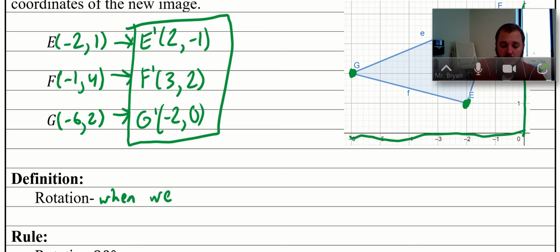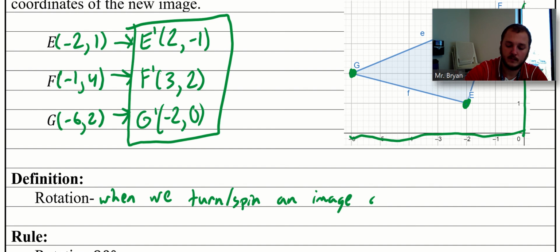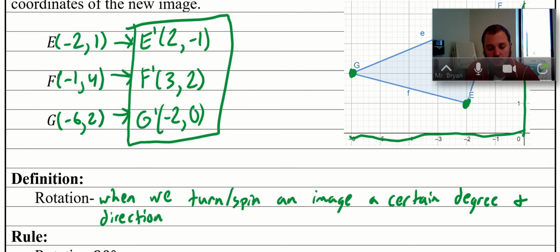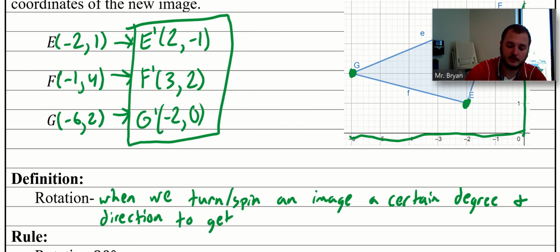Okay, I'll give you a sec to write that. Rotation: when we turn or spin an image a certain degree and direction. Okay, I'll give you a sec to write all that. Rotation is when we turn or spin an image a certain degree and a certain direction to get a new image.